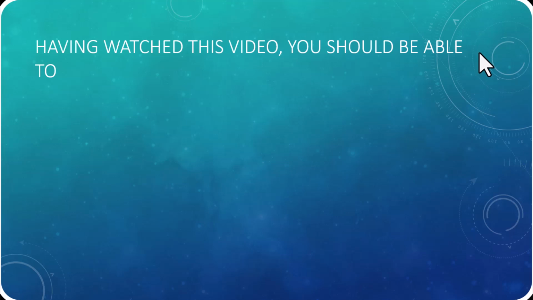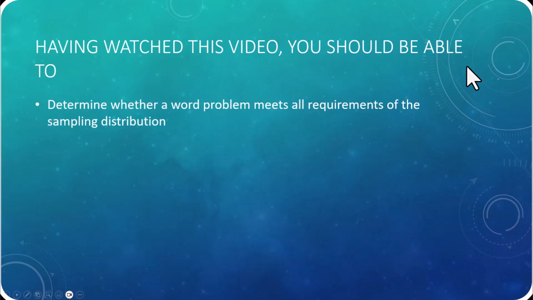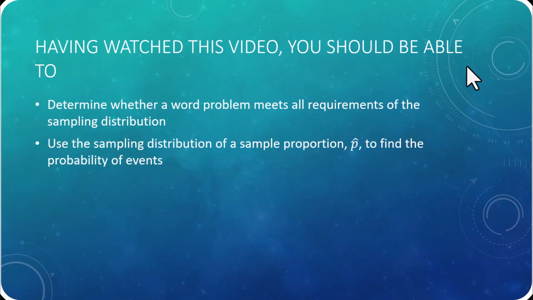Having watched this video, you should be able to determine whether a word problem meets all the requirements of a sampling distribution and also use the sampling distribution of a sample proportion p-hat to find the probability of events.